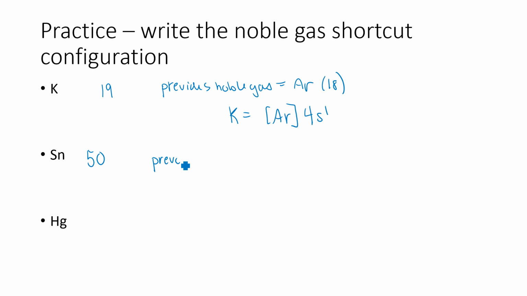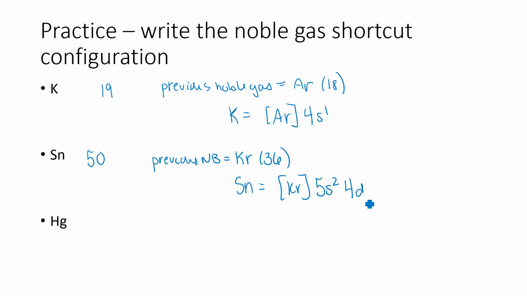Tin is element number 50. The previous noble gas to tin is, if you look on your periodic table, krypton, which is element 36. So to write the electron configuration for tin, we could say, okay, the first 36 electrons look like krypton, okay? And then if we follow our pattern, electrons 37 and 38, they're going to go in the 5s. And then the next 10 electrons go in the 4d. And then the next 2 electrons go over here in the 5p. So instead of writing out all 50 of them, we're just using a shortcut for those first 36 electrons and saying, oh, they just look like krypton. Okay. So there we go.